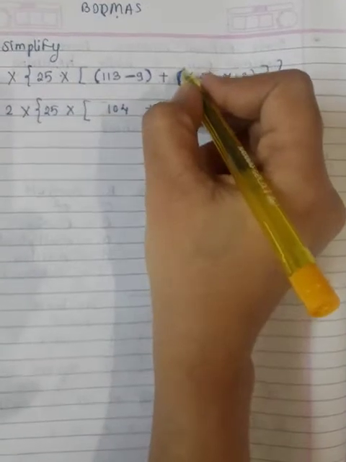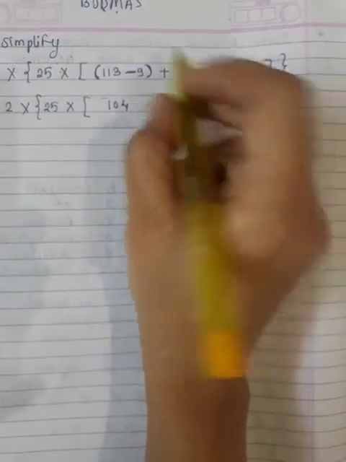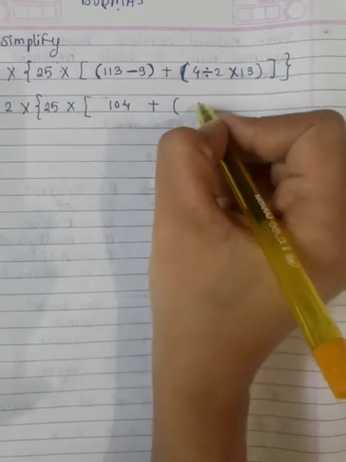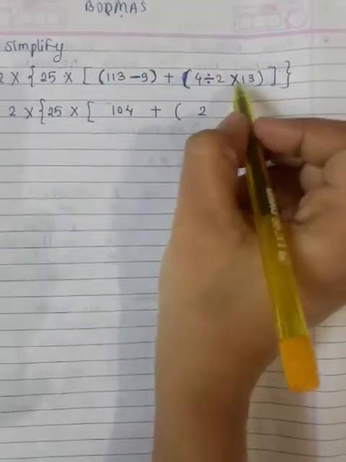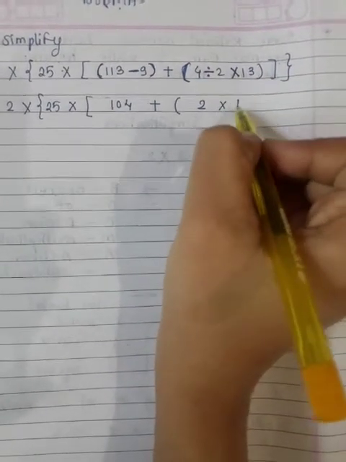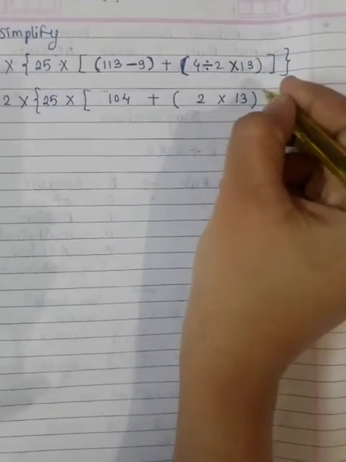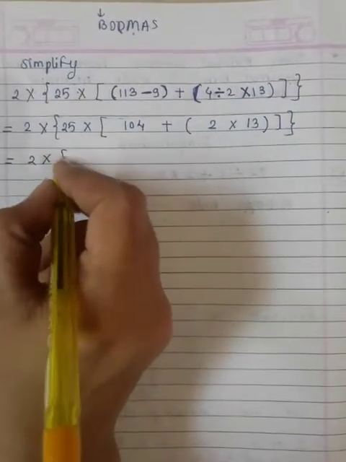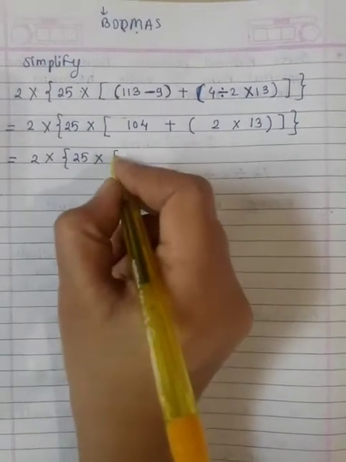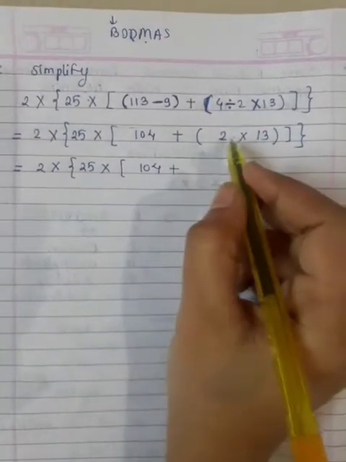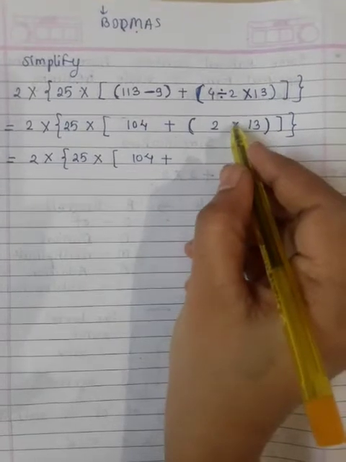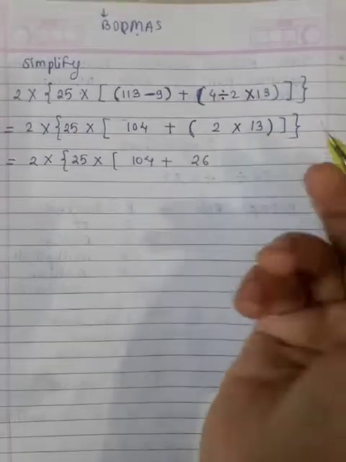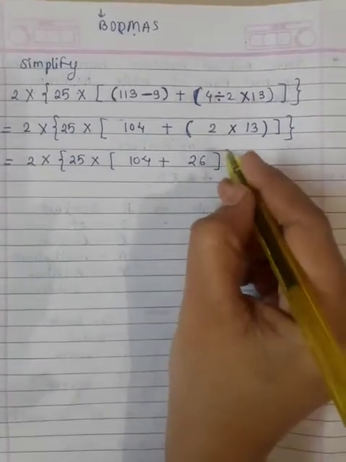Okay, so see, write this round bracket as it is. First do division. So here there is division between 4 and 2. So when we divide 4 by 2, we get 2. First do division. Write remaining term as it is. Multiply by 13. Okay. Round bracket, square bracket, curly bracket. Again write this 2 as it is. Multiply curly bracket 25 multiply square bracket 104 plus. Now see, in this round bracket there is only one operation, that is multiplication. 13 2s are 26. After solving, remove that bracket. Now what remains here? Square bracket. After that curly bracket.